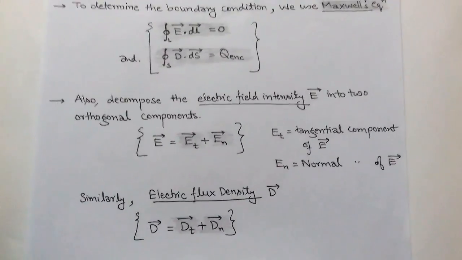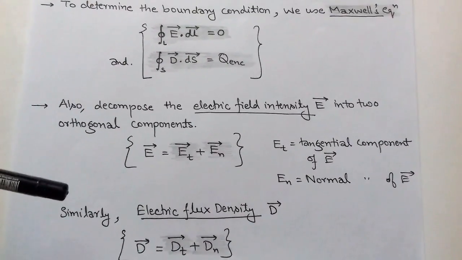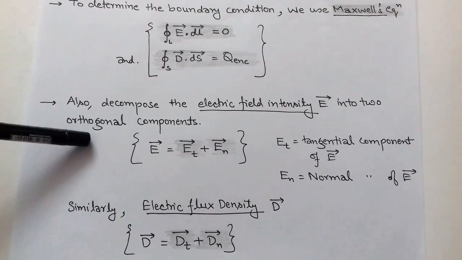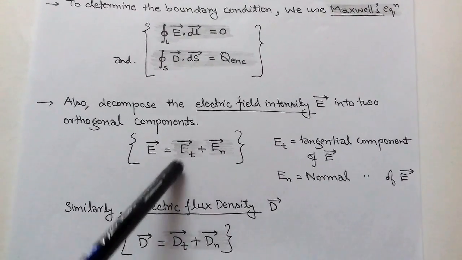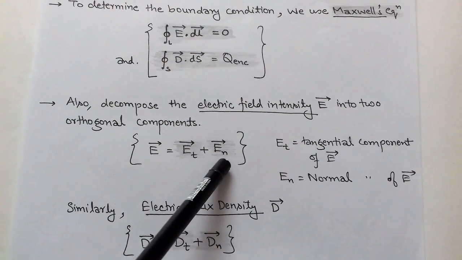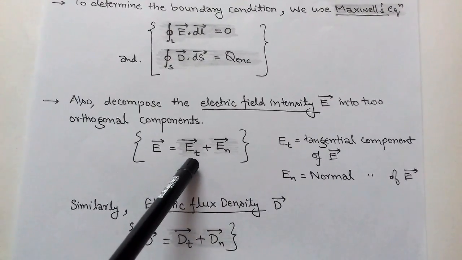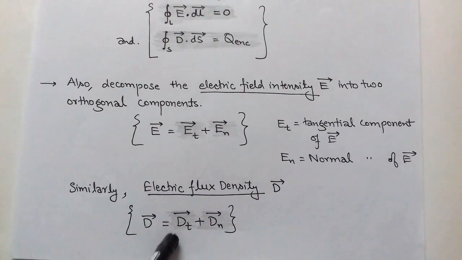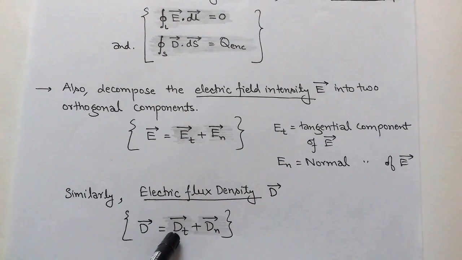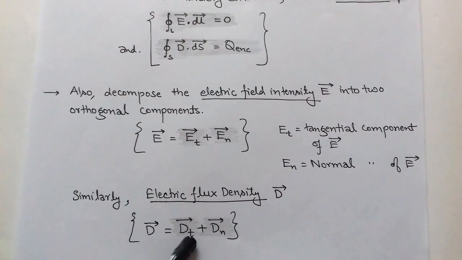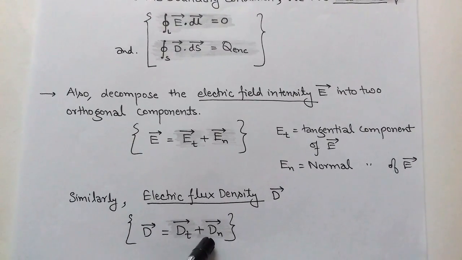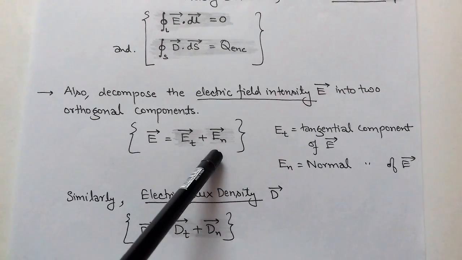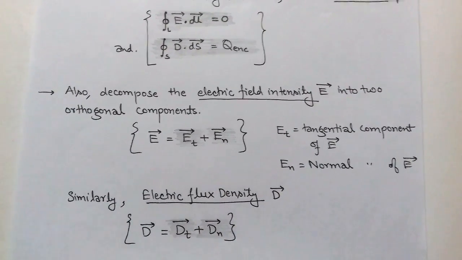Now the first step is we divide the field into two components, called orthogonal components. For example, the electric field has two components: first is tangential and second is normal. Tangential is denoted by E suffix t and normal by E suffix n. Similarly, the electric flux density D also breaks into tangential and normal components. So the field is the summation of the tangential component and the normal component.